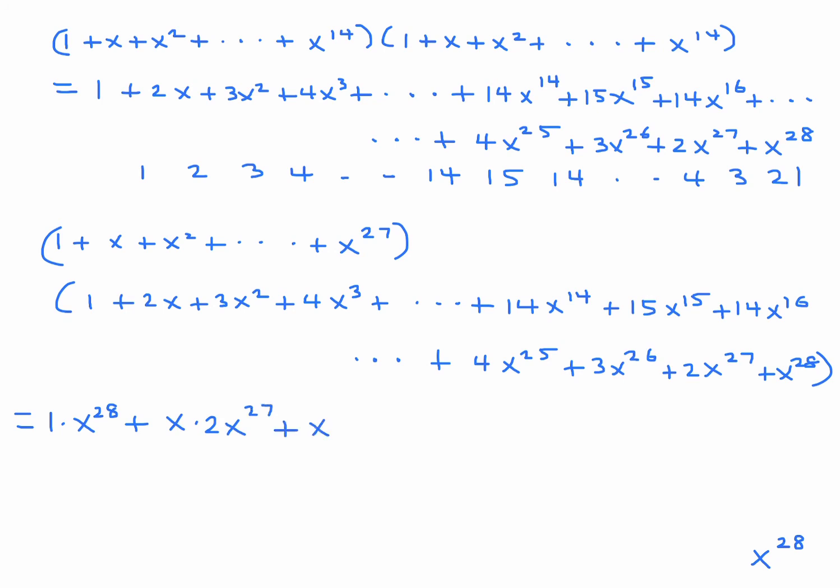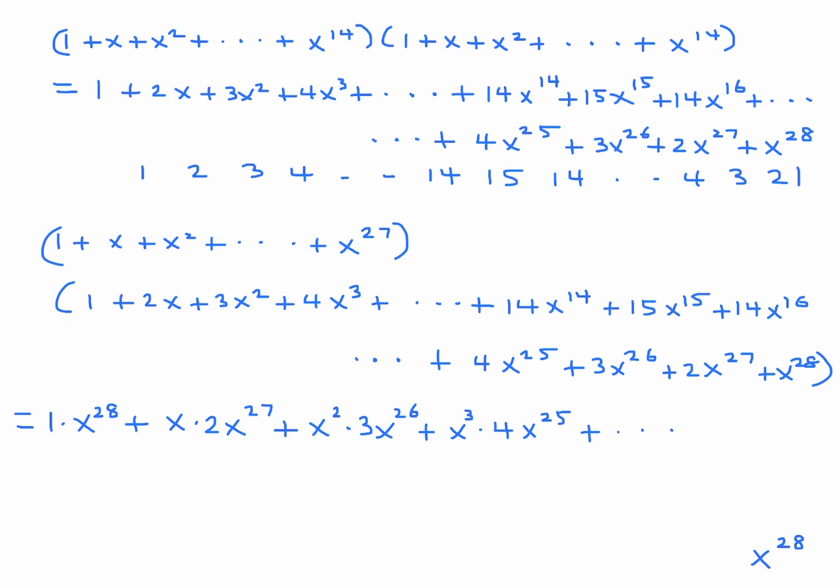All right? So you get the pattern here. The next one is this times this, because that gives me x to the power of 28, and that's what I need to figure out the coefficient of. So 3x to the power 26. All right? Do one more. It'll be x cubed times 4x to the 25. Right? It just keeps going like this.